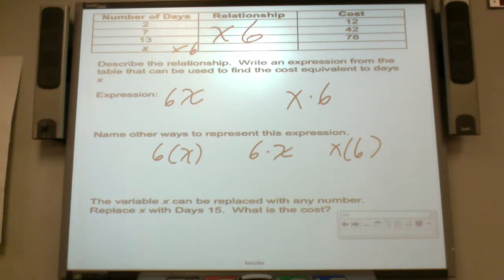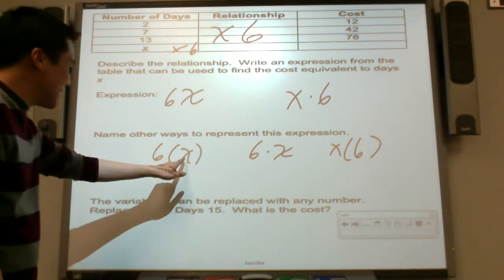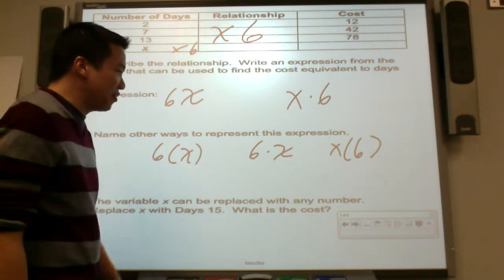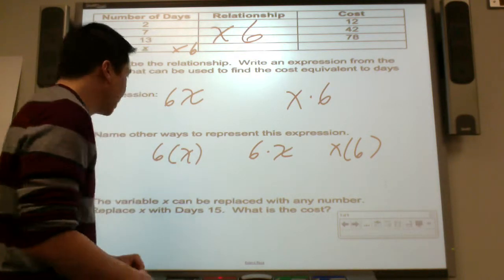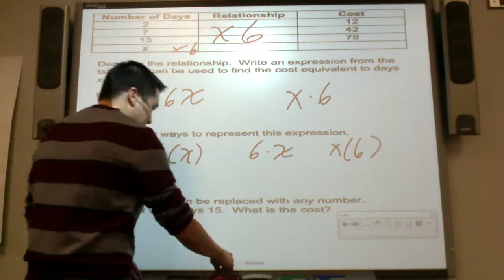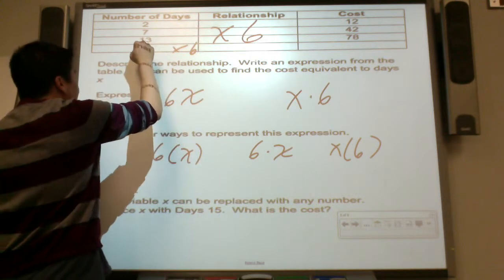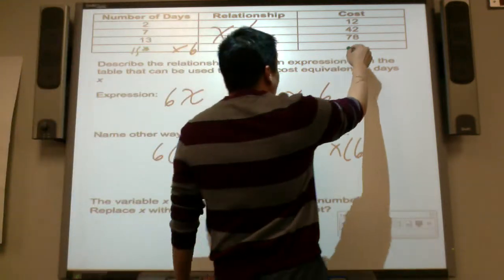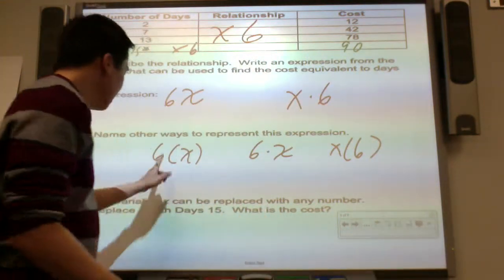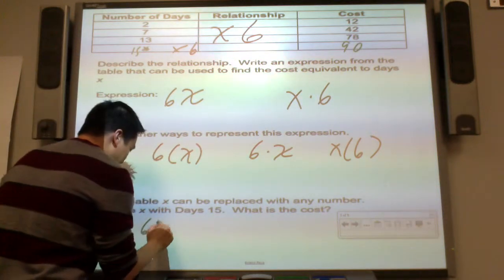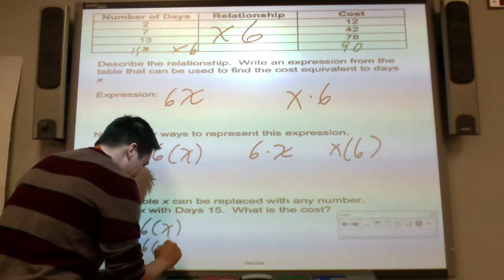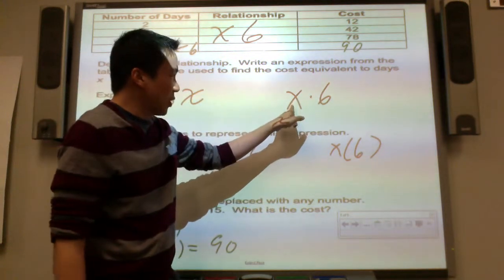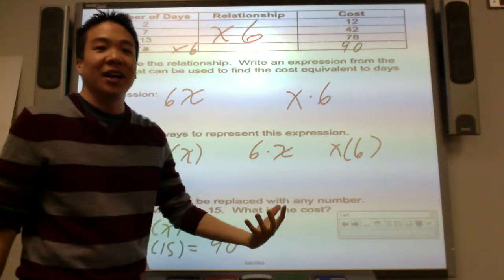So the variable x can be replaced with any number. What happens if I replace this x with day 15? What will the new cost be? So if I replace this x with 15, what will be the cost? 15 times 6 will be 90. Again, you have 6x. If I replace that x with a 15, 6 times 15 is 90. If I replace this x with a 15, 15 times 6 is still 90.